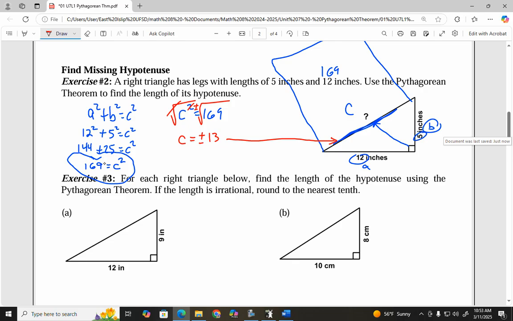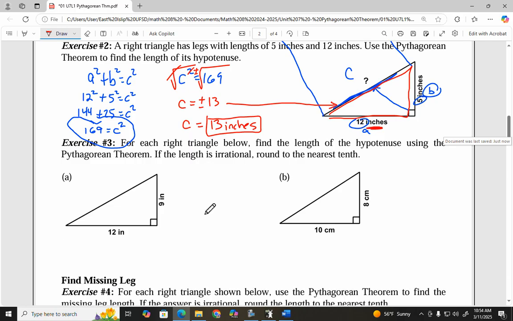So when we do the Pythagorean theorem, we actually always ignore the negative answer. So C is really 13, and we'll use proper units, 13 inches. The length of the hypotenuse of this right triangle is 13 inches. Every single time we do the same process. Some people actually really like the Pythagorean theorem because it doesn't really change very much. It's just the same thing again and again.